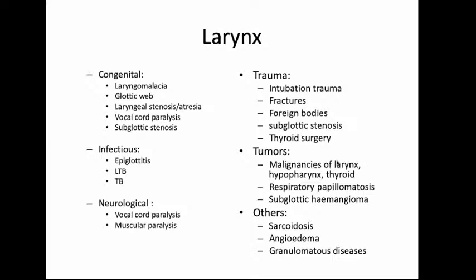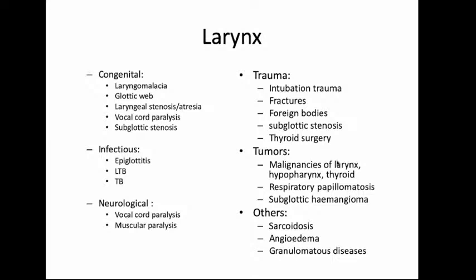Then tumors of the larynx, the common ones are carcinoma, and tumors in the hypopharynx and thyroid can also spread into the larynx and cause obstruction. And the thyroid can also cause just direct pressure. In children, we get benign lesions caused by HPV called respiratory papillomatosis. These are just papillomatous lesions that grow in the upper airway and cause obstruction.